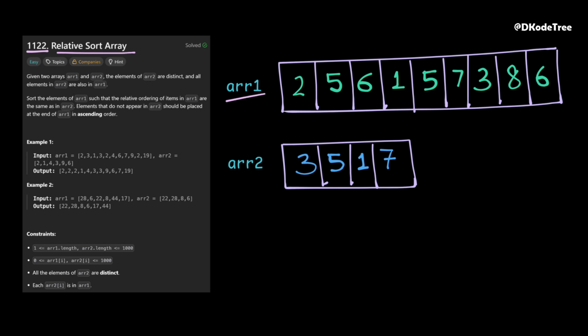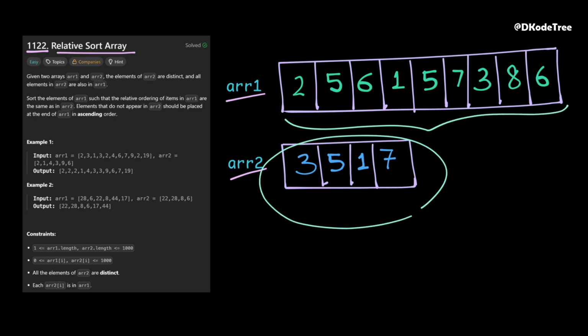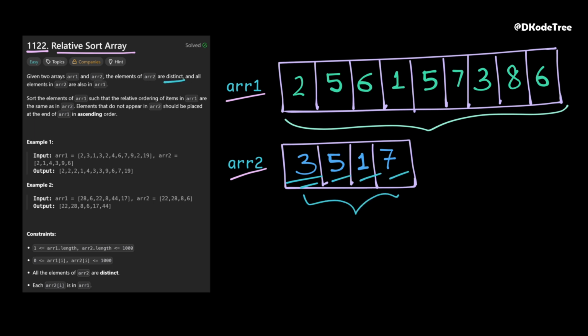We have two arrays as input and our task is to sort the elements of the first array based on the order in which they appear in the second array. In other words, the second array defines the sorting order. And there are a few important rules to keep in mind. All elements in the second array are distinct and every element in the second array is guaranteed to be present in the first array as well.